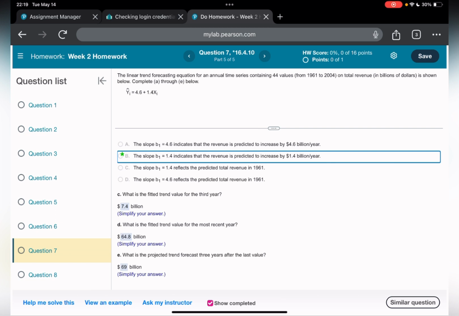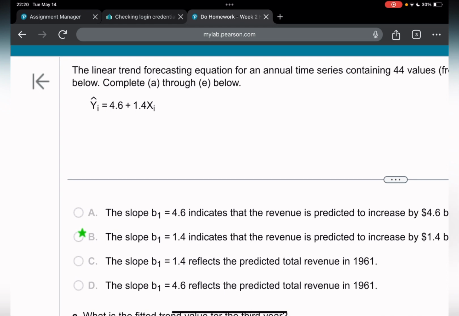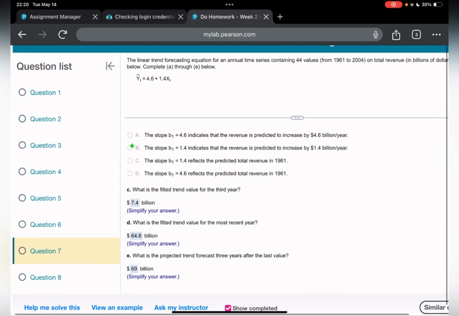And the last one, what's the projected trend forecast 3 years after? So we had 43, right? Counting these years from 1961, if you count, it's going to be 43, and then plus 3 years, so 43 plus 3 is going to be 46. So you plug into this equation again, and you will get the answer.